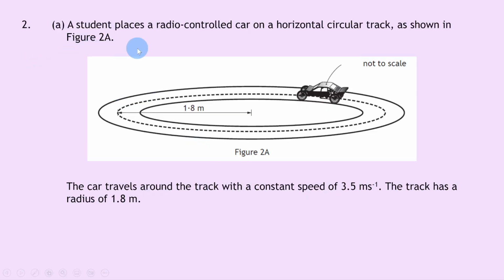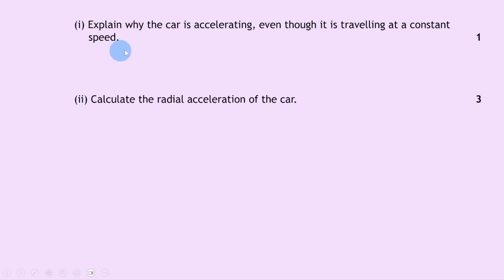Question 2 part A says a student places a radio controlled car on a horizontal circular track as shown in figure 2A. The car travels around the track with a constant speed of 3.5 meters per second. The track has a radius of 1.8 meters, and you can see that labelled in the diagram there. A part 1 says explain why the car is accelerating even though it is travelling at a constant speed, and this is worth 1 mark.